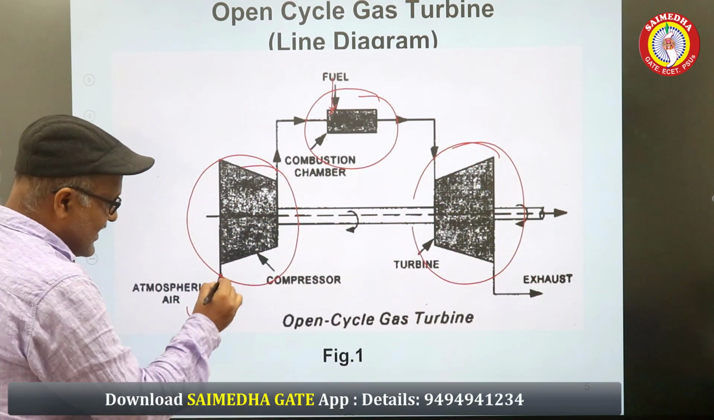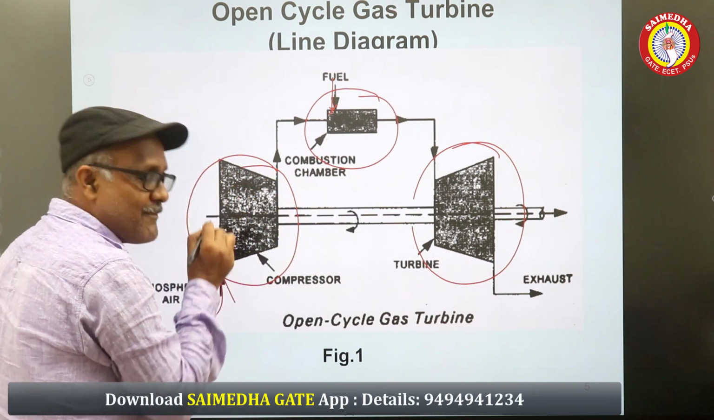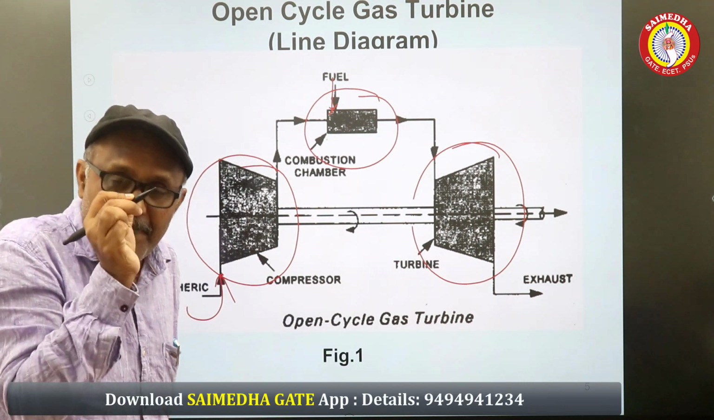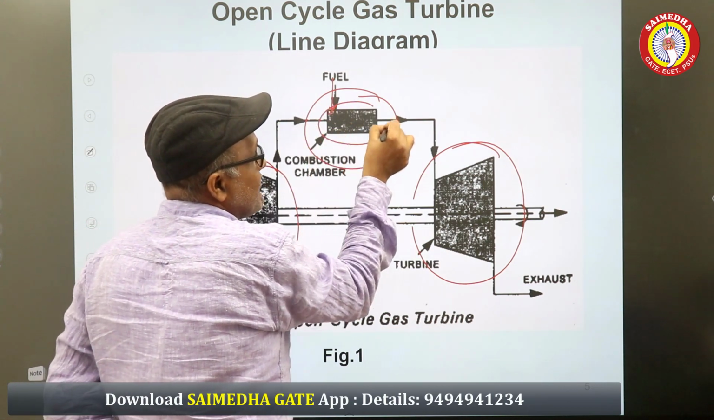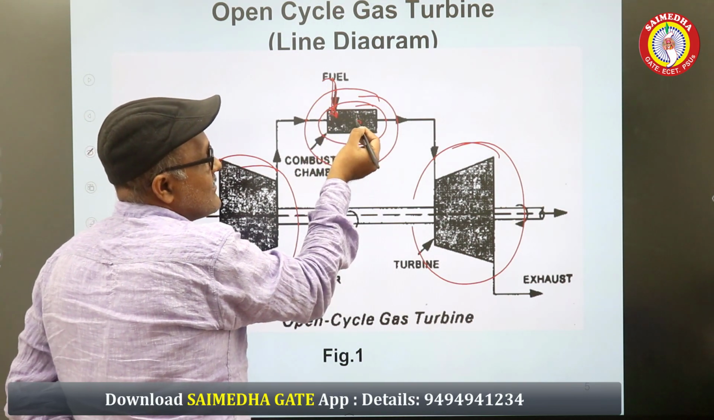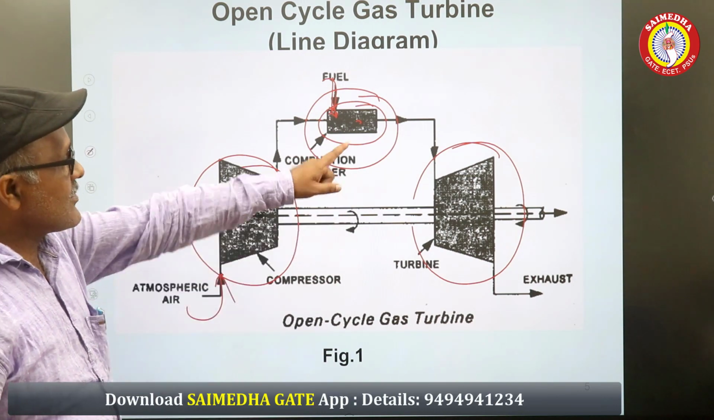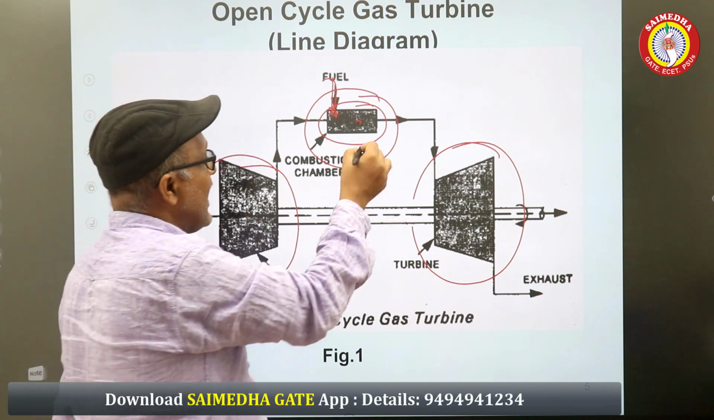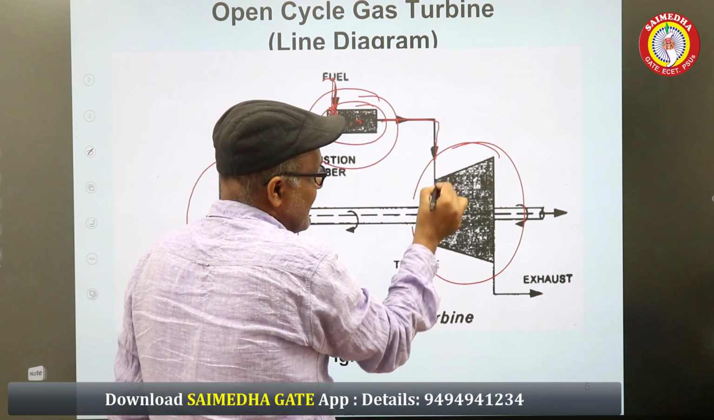So air is taken from the atmosphere. That air is compressed in the compressor. Because of the compression, its pressure and temperature increase. High pressure, high temperature air enters the combustion chamber. At the time we are supplying the fuel, the temperature of the air is equal to the self-ignition temperature of the fuel. So automatically the fuel and air burn. Because of the burning, high pressure, high temperature flue gases are formed. Those gases are expanded over the turbine.